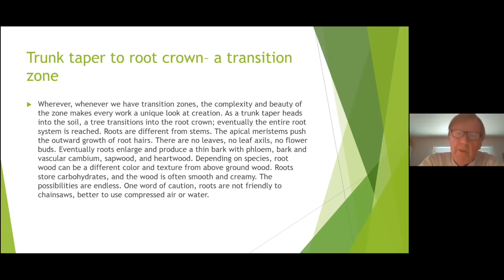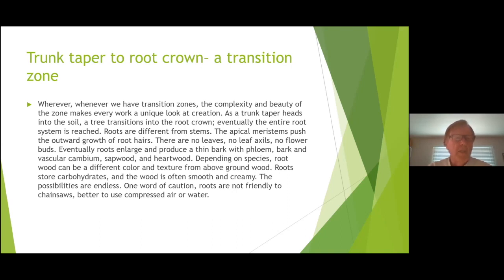Roots are different from stems. The apical meristems push the outward growth of root hairs. There are no leaves, no leaf axils, no flower buds, no buds. Eventually, roots enlarge and produce a thin bark with phloem, bark, and vascular cambium, sapwood, and heartwood. But that's later, after the root has sort of pushed its way out and root hairs and stuff like that. So depending on species, rootwood can be a different color and texture from above ground wood. Roots store carbohydrate, and the wood is often smooth and creamy, and it's very hard to distinguish the growth rate.